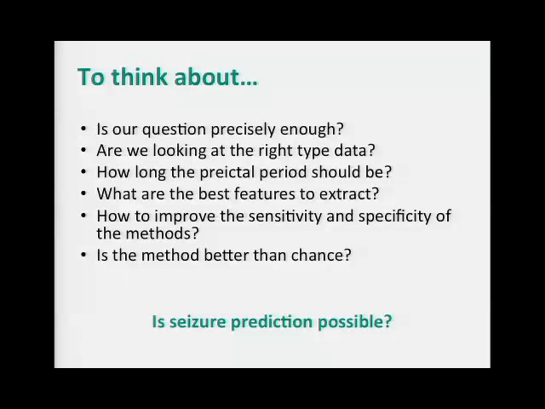Is our question precise enough? Or do we have to define much more things already? Are we looking at the right type of data, or are we missing some variables, chemical variables, or something that we are not even able to record right now? How long the preictal period should be? This is a very important point in the prediction algorithm, and it will bias or change the performance a lot. What are the best features to extract? How to improve the sensitivity and specificity of the methods.